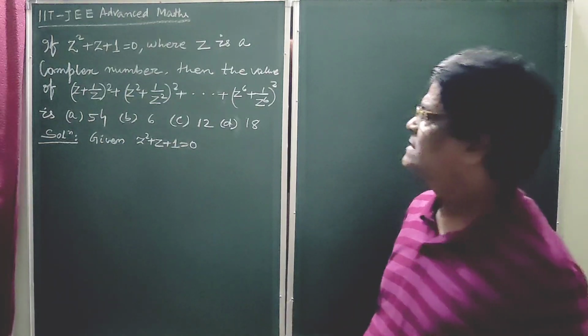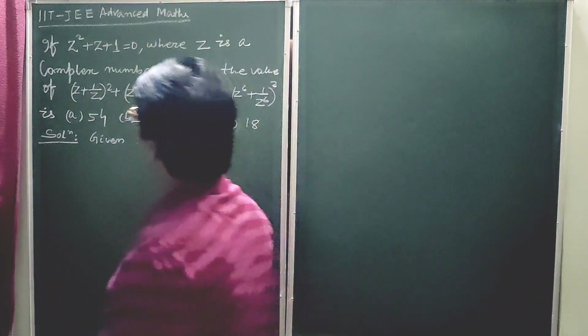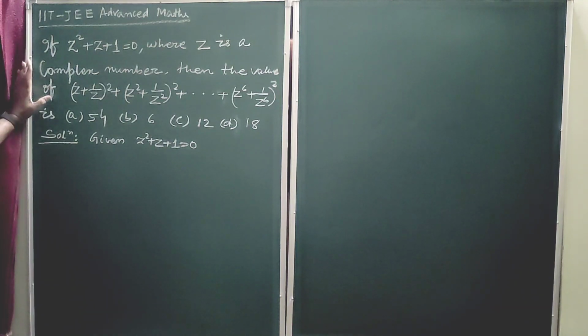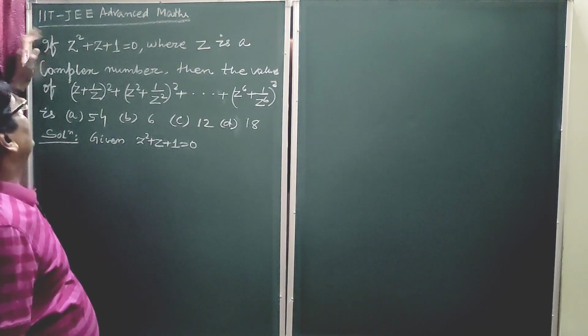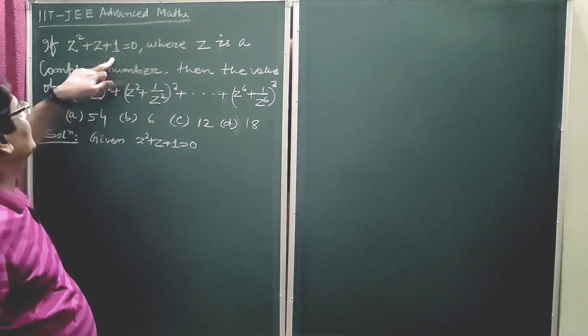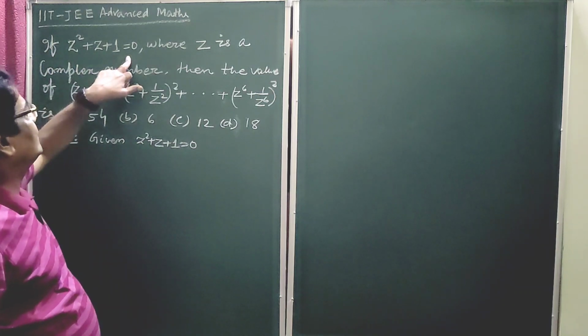In this class, I am going to solve an important problem in complex number system. The question is very important from your examination point of view. If z square plus z plus 1 is equal to 0, this is the condition given.